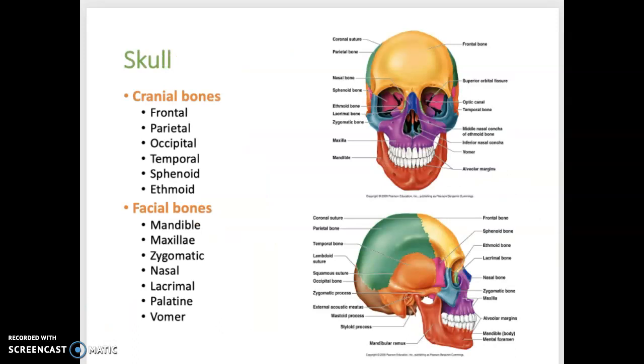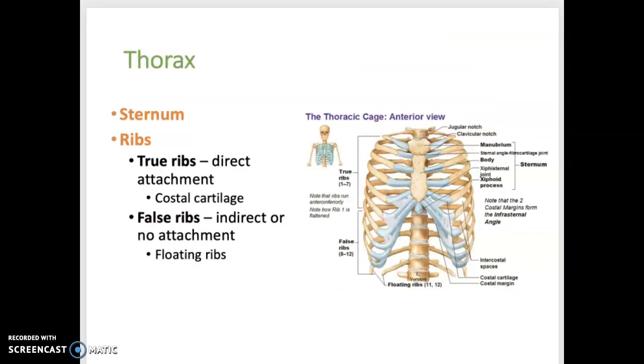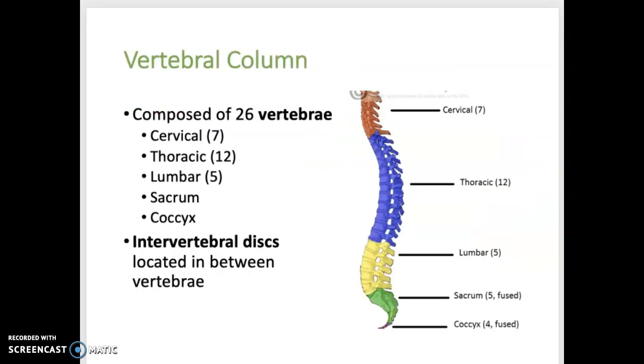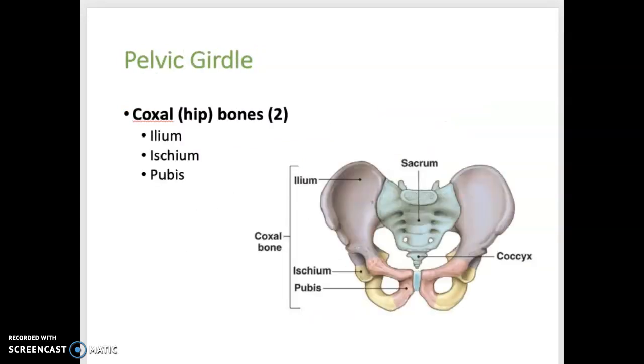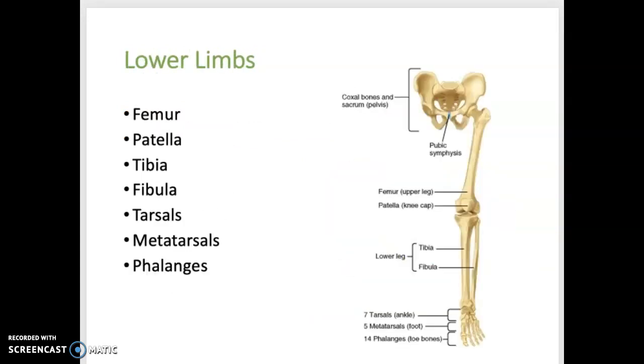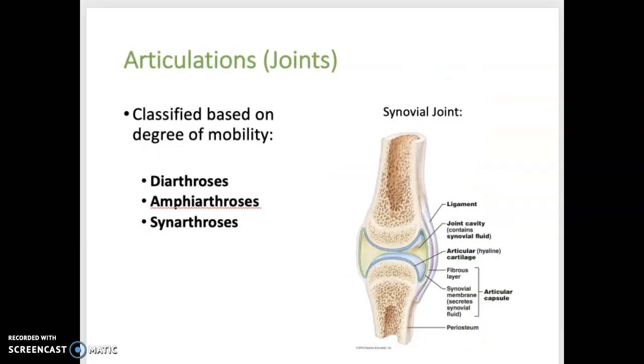All right, and then just all of the different bones are listed here. So you guys can go through the PowerPoint and look at these and identify them yourself. There's descriptions here, pictures. So working through the axial skeleton and then appendicular skeleton. So let's go down to the joint section.